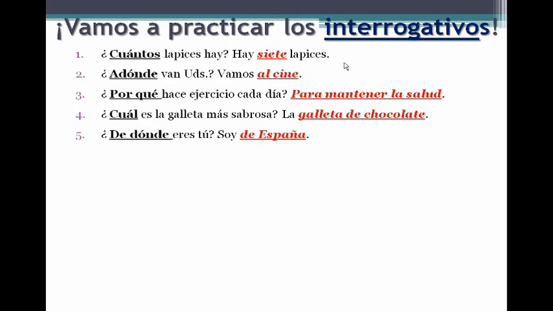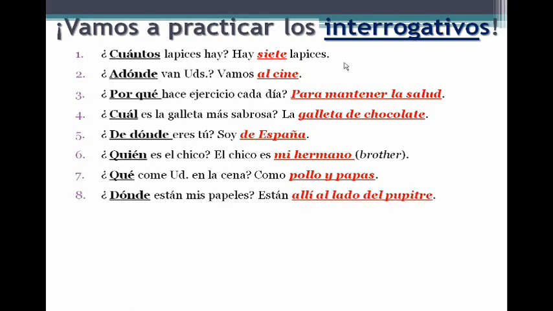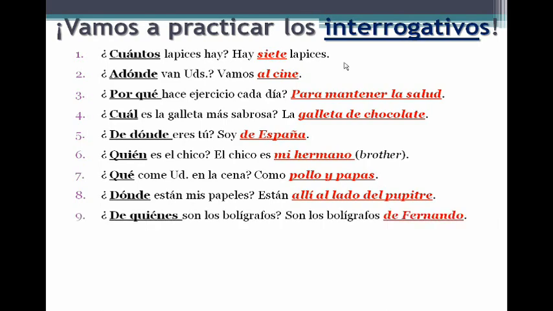Soy de España. 6, ¿quién es el chico? And the answer was mi hermano. The boy is my brother. 7, ¿qué come usted en la cena? The answer was pollo y papas. That's what they eat for dinner. ¿Dónde están mis papeles? Where are my papers? So you're looking for something that you have lost. Están allí al lado del pupitre, over there beside the desk.